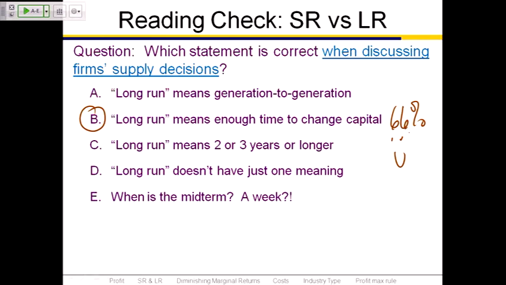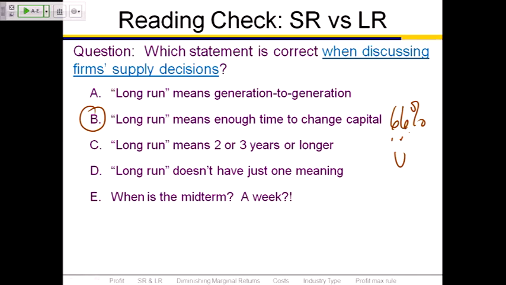We're also going to talk about the long run in some contexts in terms of macro, where it's going to have yet another meaning. But when we talk about the supply side of a market, which is what we're starting on today, that upward sloping supply curve, when we're talking about the decisions that firms make about how much they want to supply to the market, in that case, the definition of long run is a period of time long enough so the firm can change the amount of capital, that is the amount of machines and buildings that it's using. So the definition when we're discussing firm supply decisions is B, that the long run means enough time to change capital. It's not a specific number of months or years. We'll look at that in a few minutes.